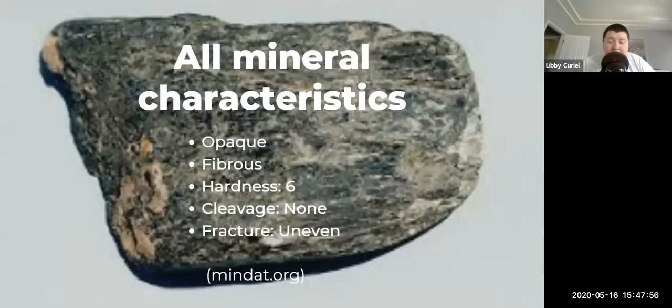Now, all mineral characteristics that reside in hornblende are, of course, it is opaque, so the diaphanity, we've already explained that nothing can't really go through it. It's fibrous, so it has long fibers along the way that it's within the mineral itself. The hardness on the Mohs scale, it is 6, of course. The cleavage, there is none. Fracture, it is very uneven, so it's very hard to truly define if there is a fracture or not.